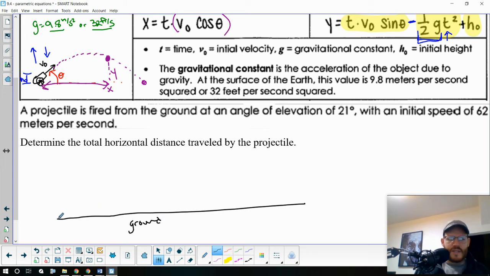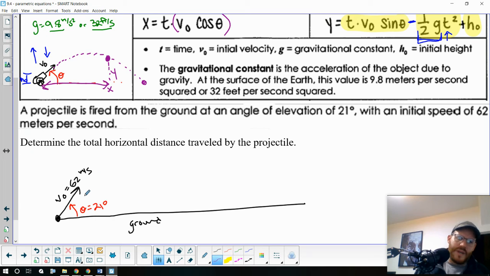Okay, and this projectile is being fired from this point over here, with an initial velocity of 62 meters per second at an angle of 21 degrees. My angle is a little big, but it's okay. It's just a diagram, 21 degrees.